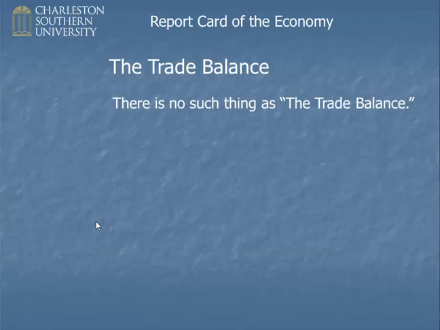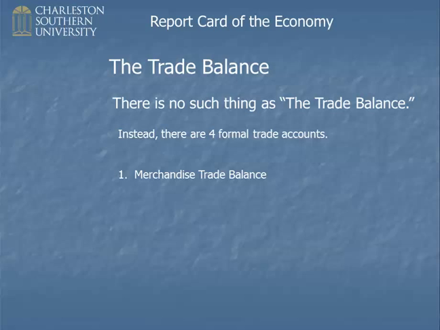It turns out, you might be surprised to know, that there's no such thing as the trade balance. The trade balance, that term we use, is kind of a generic term. There isn't a formal account by that name. Instead, there are four formal trade accounts, and they are the merchandise trade balance, which is the simplest one, and then the balance on goods and services, which includes everything in the merchandise trade balance plus services. And then there's the balance, what they call the current account, and that includes everything that's on the balance of goods and services plus unilateral transfers, which we will discuss in a little bit.